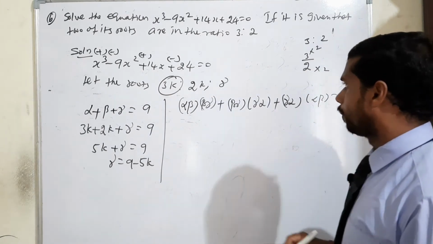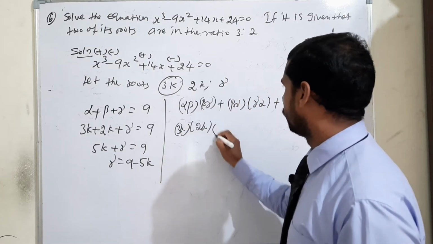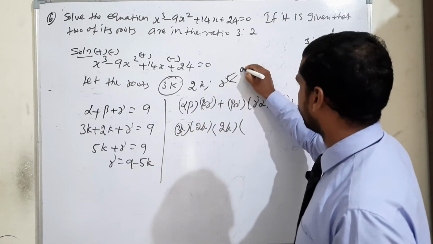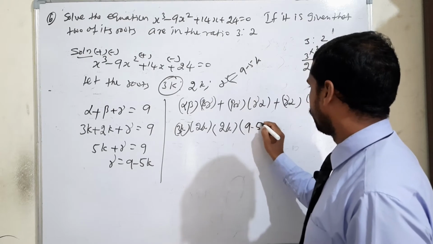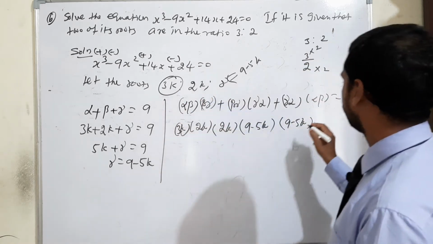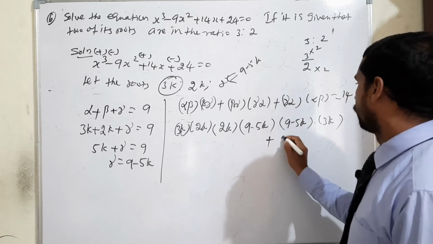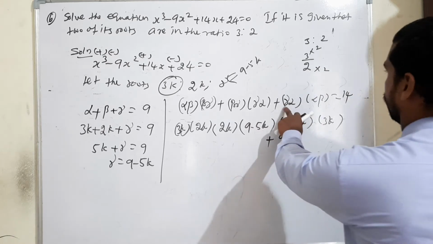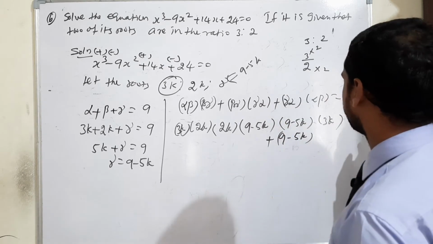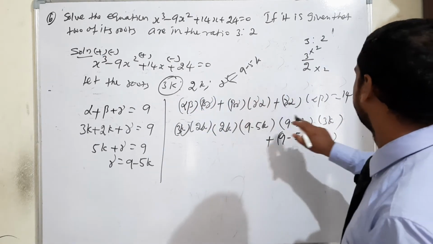So 14 means what will happen? Already we know alpha value is 3k. So 3k into 2k. Next condition, 2k into gamma. Instead of gamma, we can apply the direct value 9 minus 5k. So here we can write 9 minus 5k. The last condition, 9 minus 5k into alpha, is equal to what value? Again 3k. Then the next one, plus gamma value 9 minus 5k, then into alpha. Into alpha means what is the value? 3k. Then the next one, alpha beta.